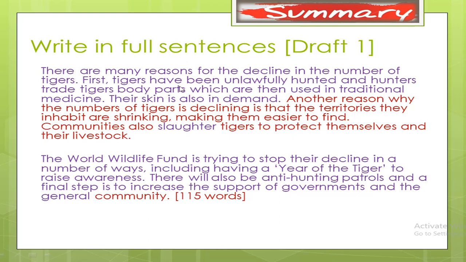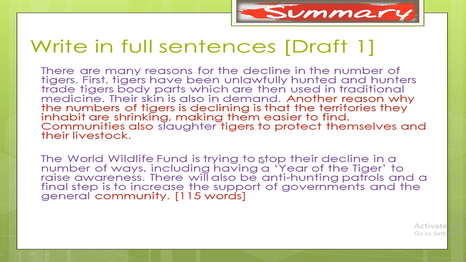Then first, tigers have been used unlawfully. Tigers have been unlawfully hunted, and hunters trade tigers' body parts, which are then used in traditional medicine. Here they use first, and another word is then. Their skin is also in demand. That is a linking word. Another reason why the number of tigers is declining is that the territories they inhabit are shrinking, making them easy to find. Another linking word: communities also slaughter tigers to protect themselves and their livestock.